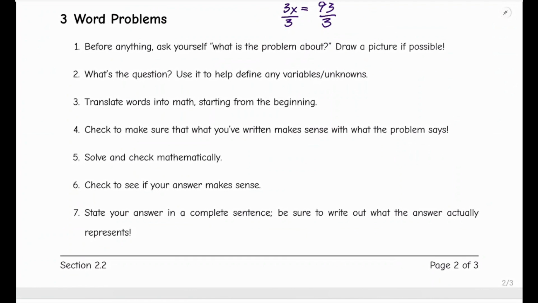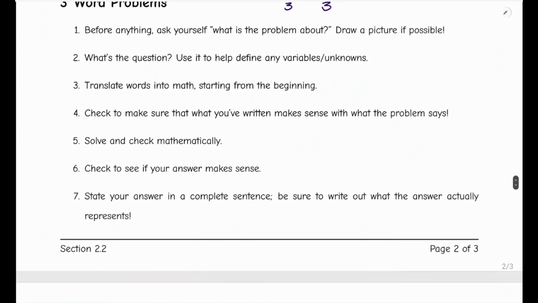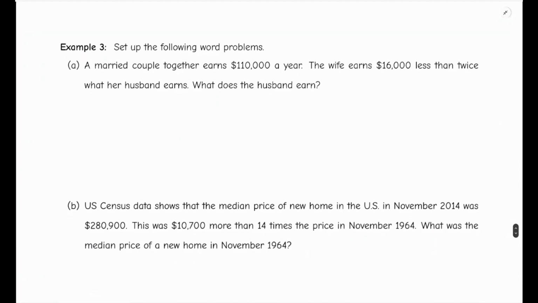Step 5, solve and check mathematically. Step 6, check to see if your answer makes sense. And step 7, state your answer in a complete sentence. Be sure to write out what that answer actually represents.